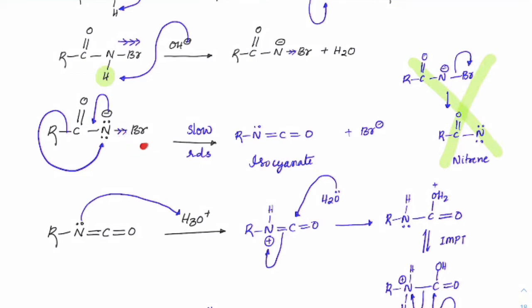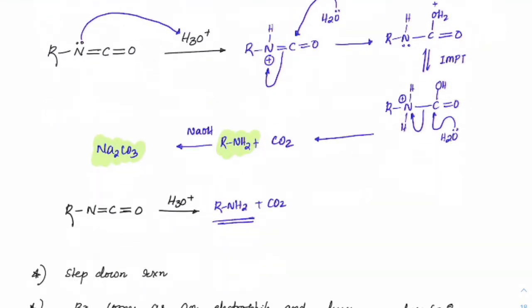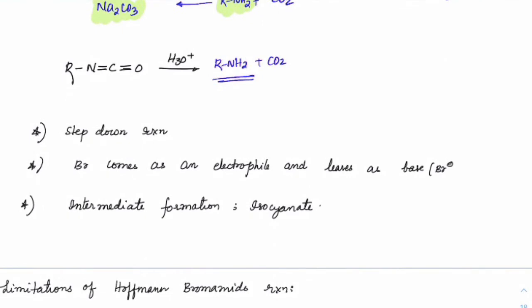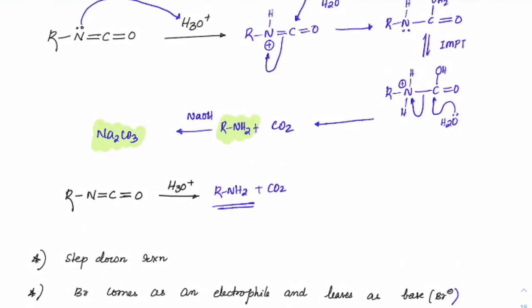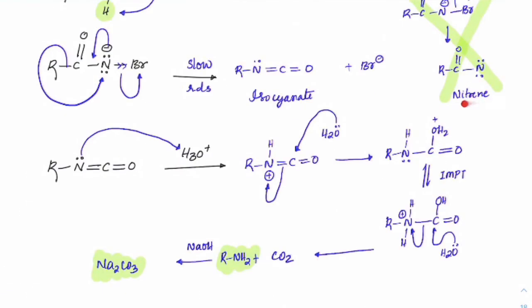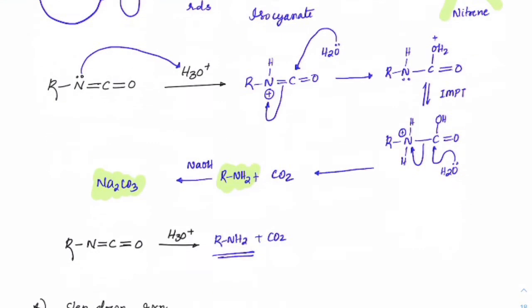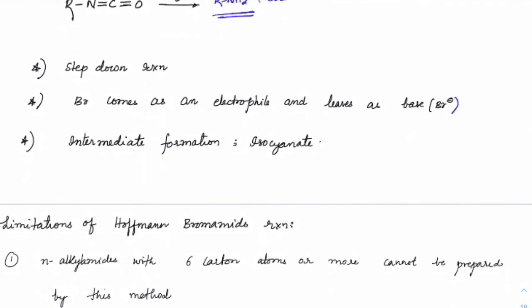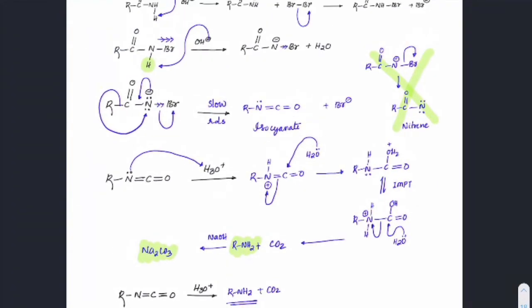Yeah, here. It is leaving like a nucleophile. Alright, so you see it is leaving like a nucleophile. So bromine enters like an electrophile, leaves like a nucleophile, and there is no formation of nitrene, or only a very trace amount of nitrene is formed, so that we can ignore it. And the intermediate which is formed is isocyanate. These are the important pointers of Hofmann bromamide degradation.